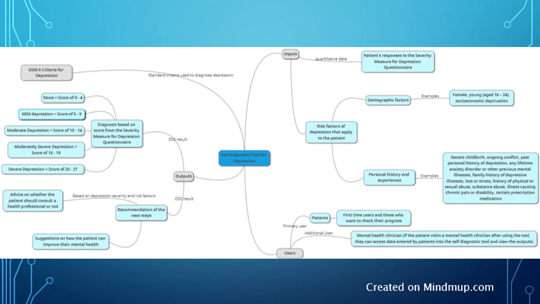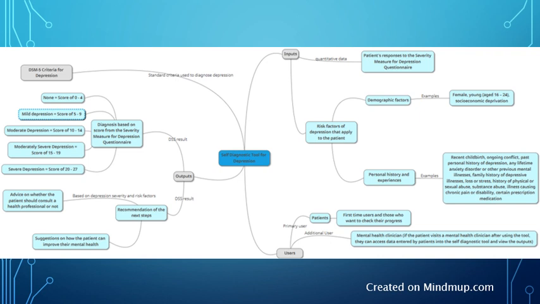In terms of the inputs for this tool, there will be the patient's responses to the Severity Measure for Depression questionnaire, which is quantitative data as it is a scoring questionnaire. There will also be risk factors of depression that apply to the patient. These may include demographic features, as well as personal history and experiences, and the boxes there show the examples of each.